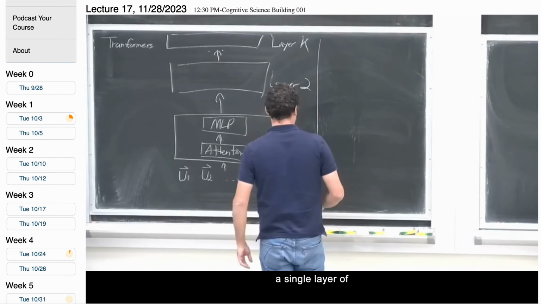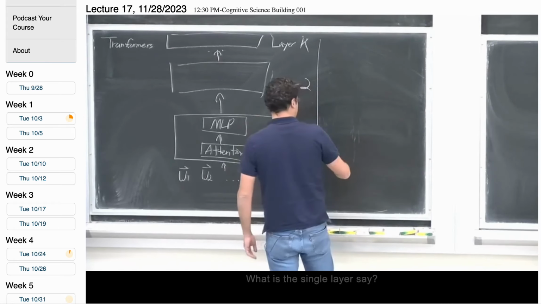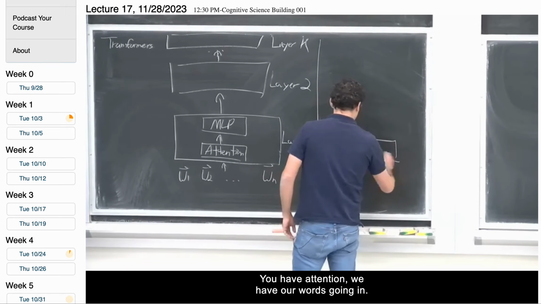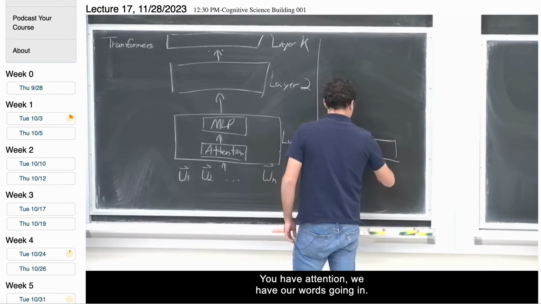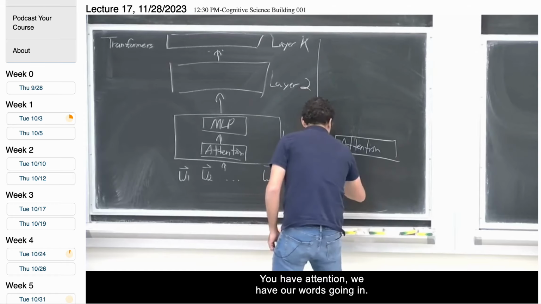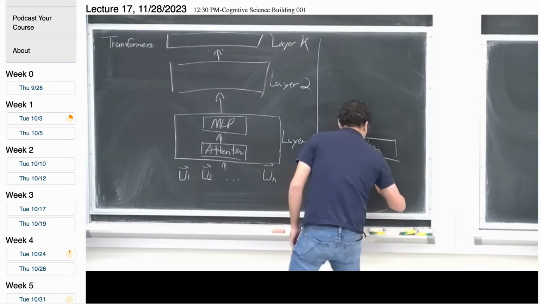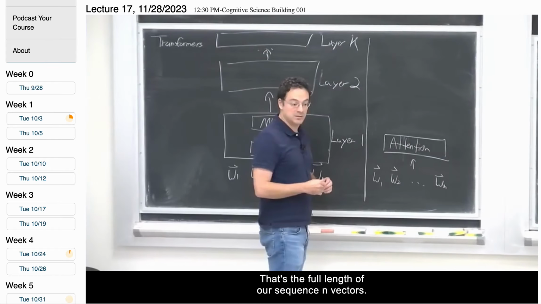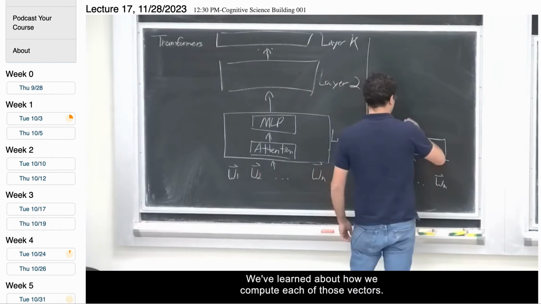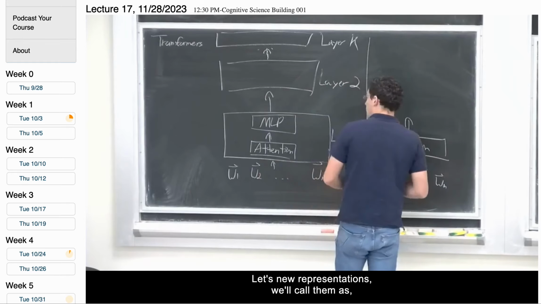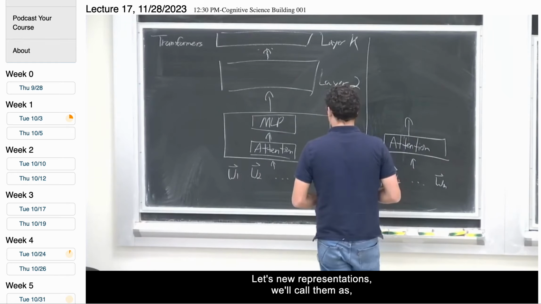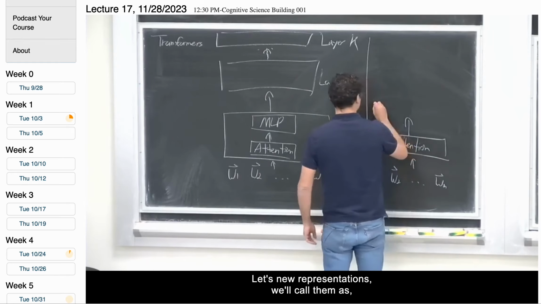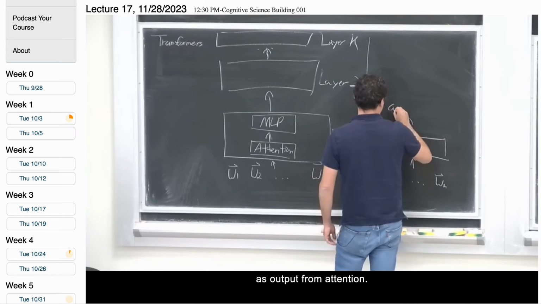Let's look inside of a single layer of the transformer and what's happening there. So what does the single layer say? You have attention. We have our words going in. So we have n words going in. That's the full length of our sequence. N vectors, and we have n vectors coming out. We've learned about how we compute each of those vectors. Let's call these new representations A's, for output from attention.